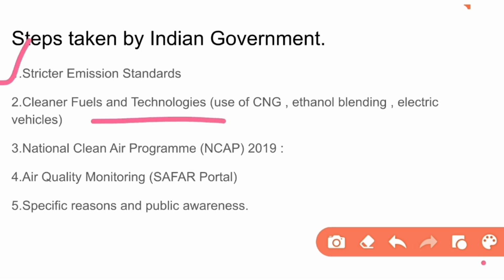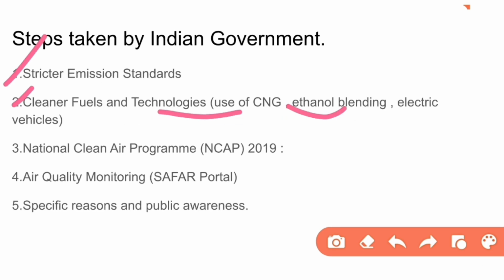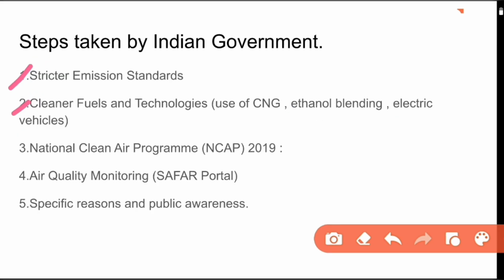Cleaner fuels and technology, like use of CNG in place of petrol and diesel. CNG is a less polluting gas. Its full form is compressed natural gas. And even if you are using petrol or diesel, it should be ethanol-blended petrol or diesel, which will ultimately cause less air pollution. Also, the use of electric vehicles can be increased, and here we will not need to burn petrol, diesel, or this type of fuel.